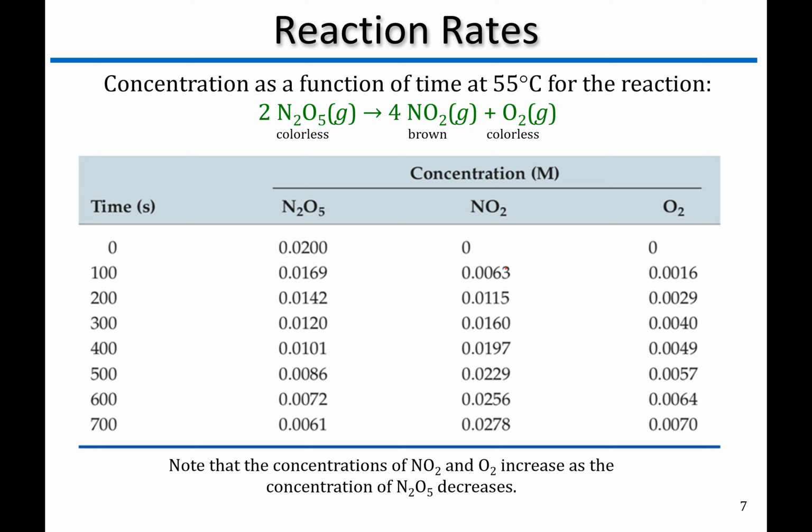But just understand that as we go from time 0 to time 100, we've lost reactant and gained product. When we move another 100 seconds, we lose even more reactant and gain even more product. So note that the concentrations of NO2 and O2 increase as the concentration of N2O5 decreases. As our reactants are going away, our products are increasing.